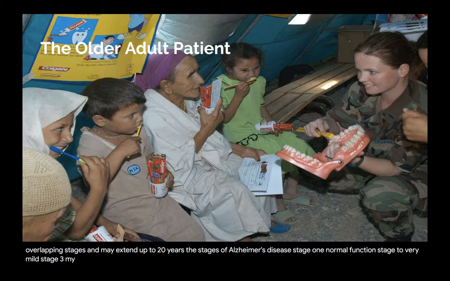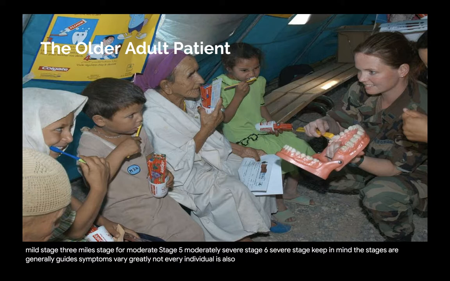Stage 3, mild. Stage 4, moderate. Stage 5, moderately severe. Stage 6, severe. Stage 7, very severe. Keep in mind the stages are generally guides. Symptoms vary greatly. Not every individual with Alzheimer's disease will experience the same symptoms or progress at the same rate.